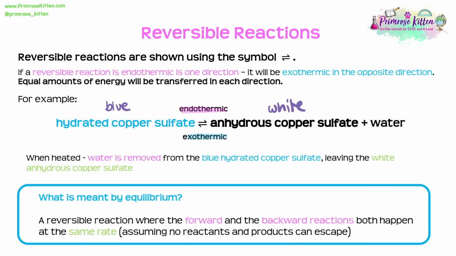So the next thing we need to know about is what is meant by equilibrium. We need to know that we have equilibrium when, in a reversible reaction, the forward and the backward reactions are both happening at the same rate. Now, this is assuming, of course, that there's no escape of reactants or products. So this is only assuming that we have a closed system. So make sure that you learn that we have equilibrium when our reversible reaction has forward and backward reactions happening at the same rate.